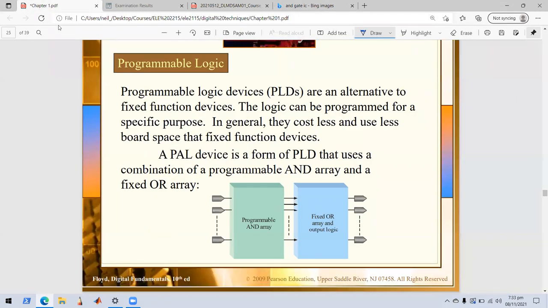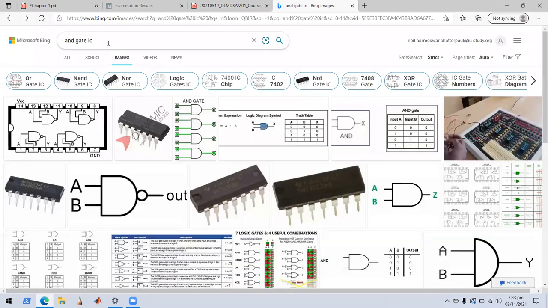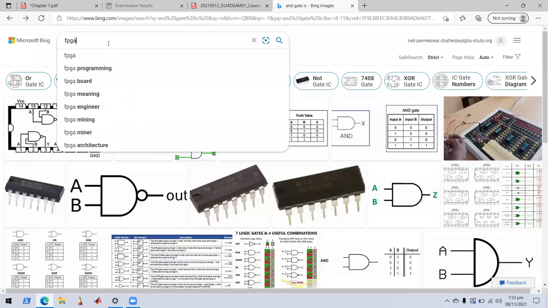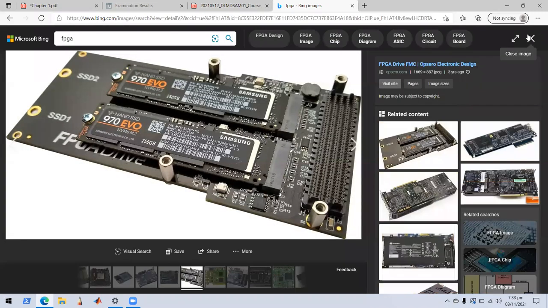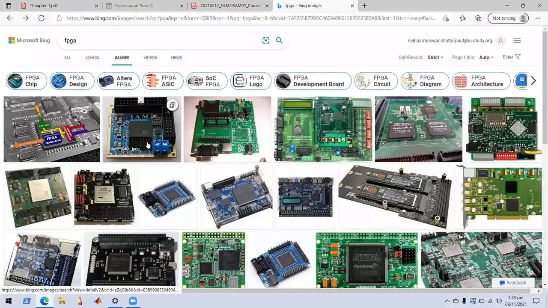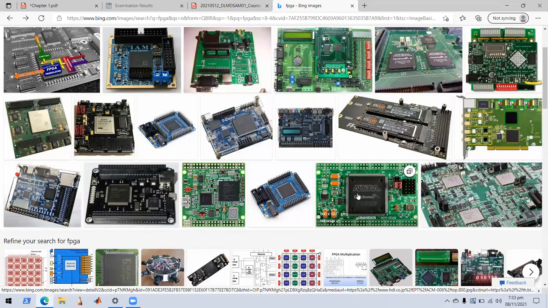Now, programmable logic devices are more expansive devices that we can program to be a certain way, okay? Let's look at, for example, an FPGA, which is a type of programmable device. Now, notice it's this big board. Actually, not that, right? It's this big board with a lot of different stuff on it. It kind of looks like a computer. It is a big chip with a lot of different pins.